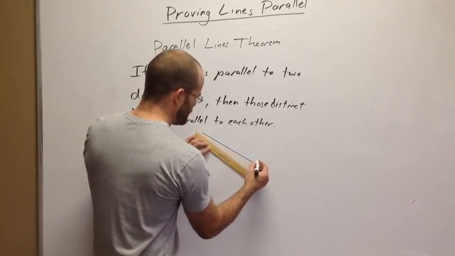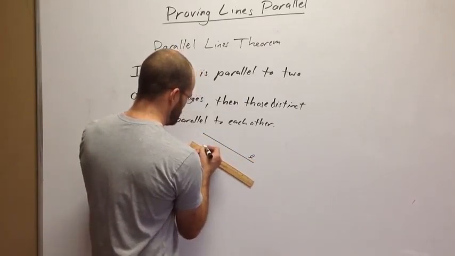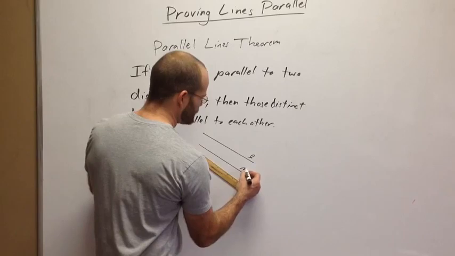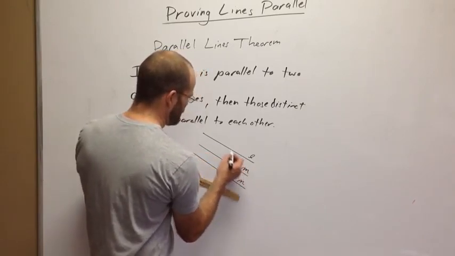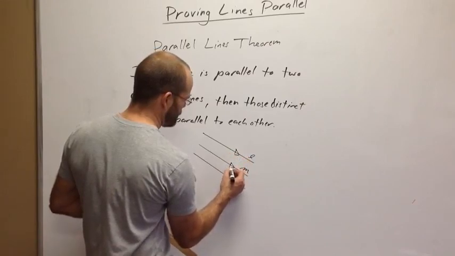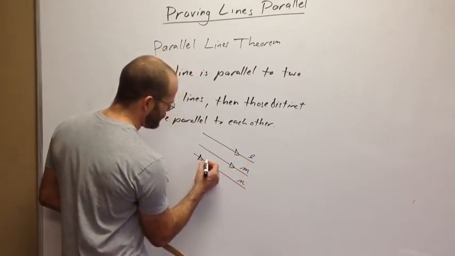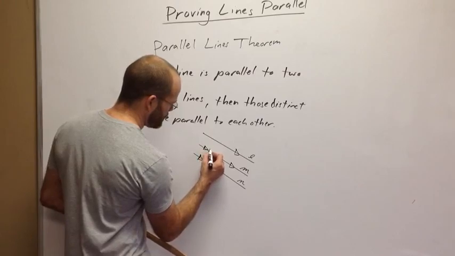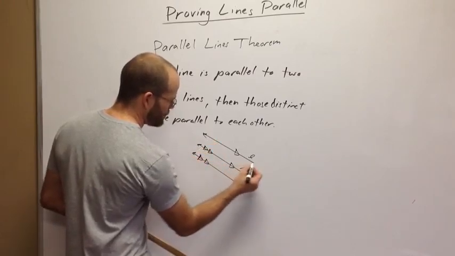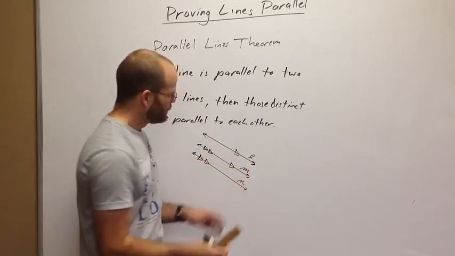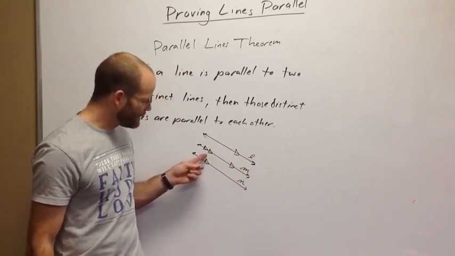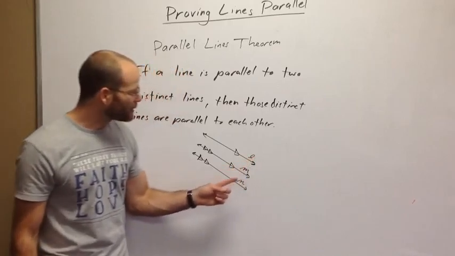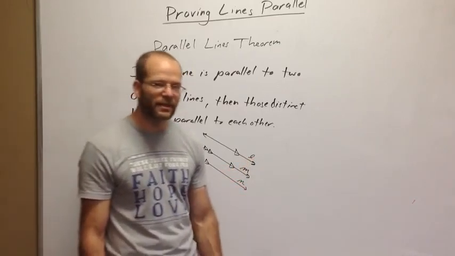Basically says, if I have line L parallel to line M, and line N parallel to M, line L parallel to M, and line M parallel to line N, then I can conclude that line L is parallel to line N. Pretty straightforward.